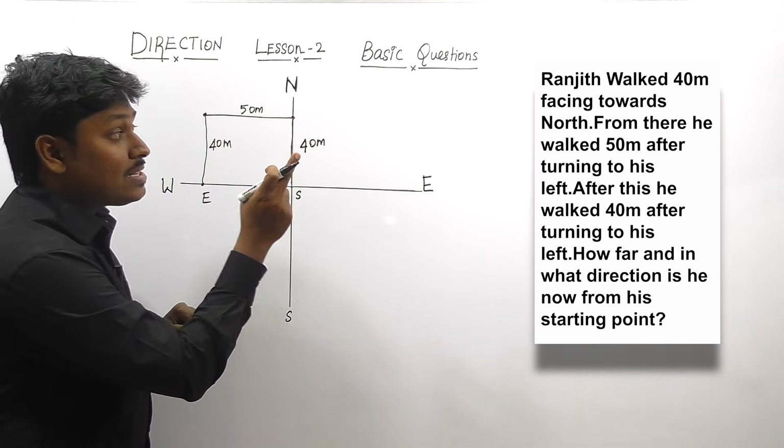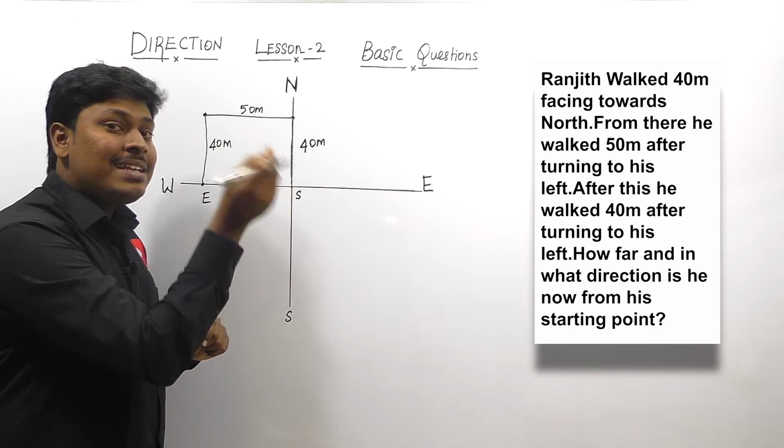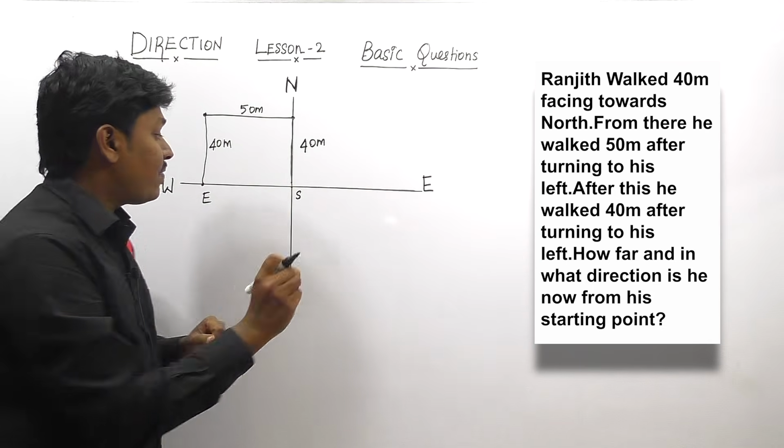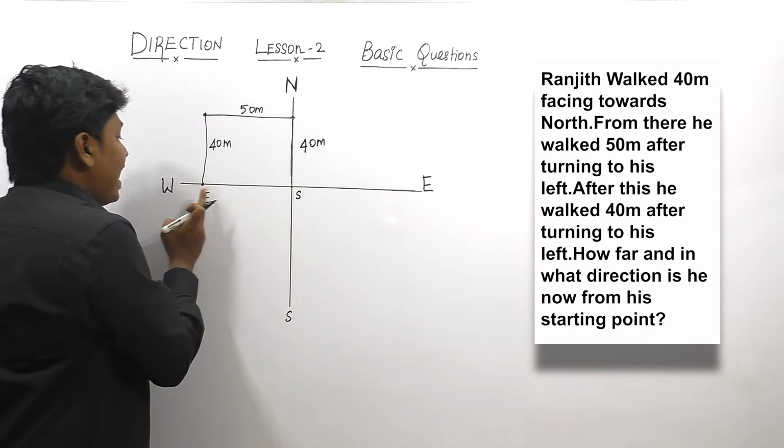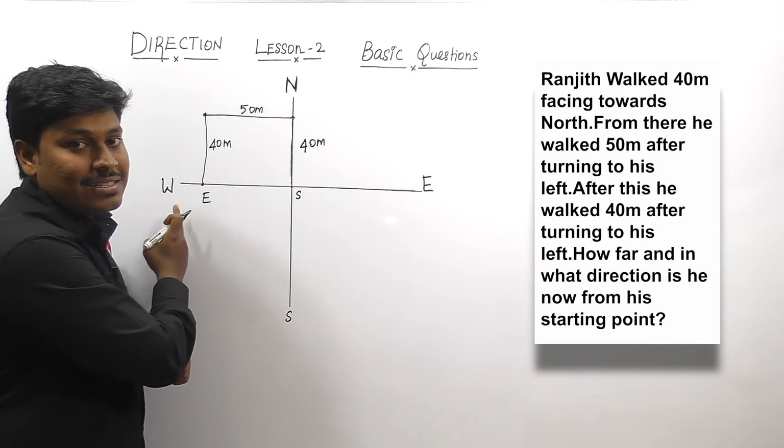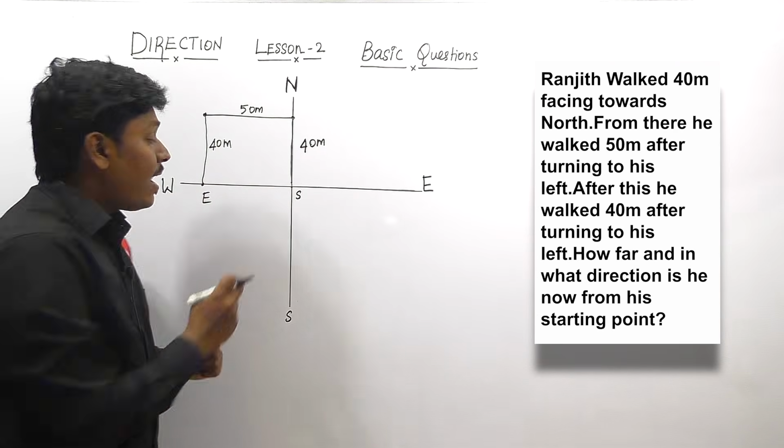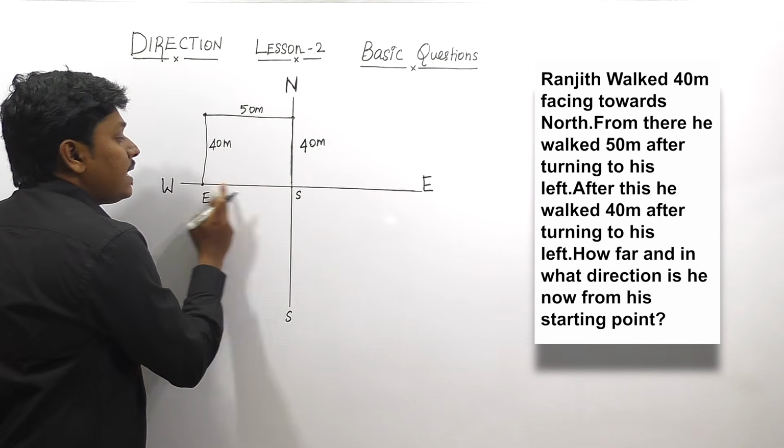So friends, listen carefully. Listen to the question. How far and in which direction, right? They are asking both. From here, the ending point is in the western direction. So I can say the direction is west. And we need to find the distance of the starting and ending point.